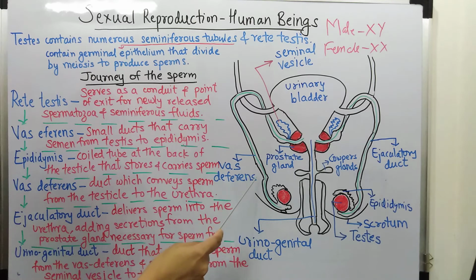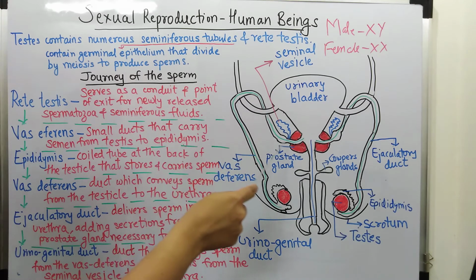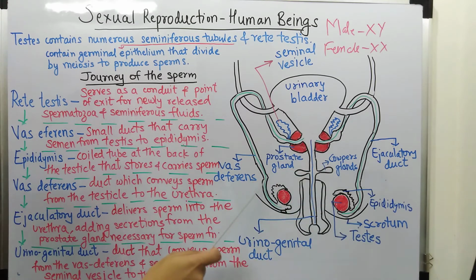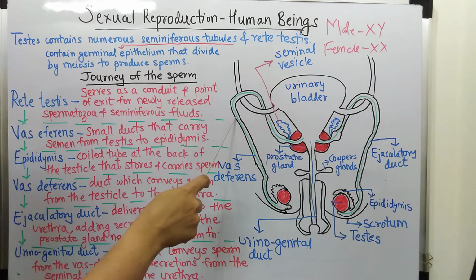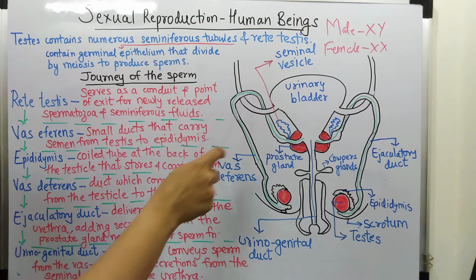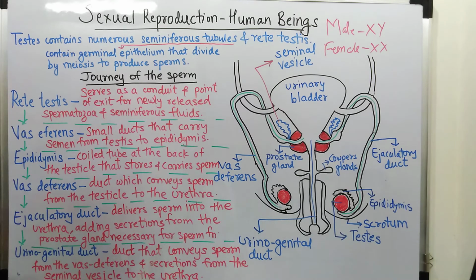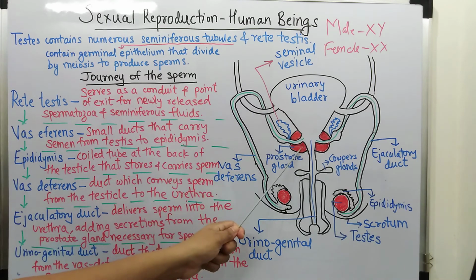Then from there, where does it go? It goes to the ejaculatory duct. We are seeing this ejaculatory duct here on both sides. The vas deferens delivers the sperm to the ejaculatory duct, and this ejaculatory duct carries the sperm into the urethra.